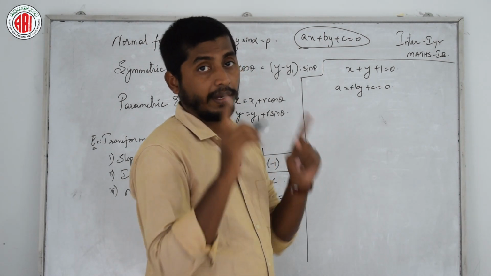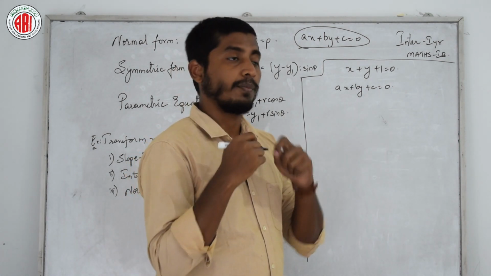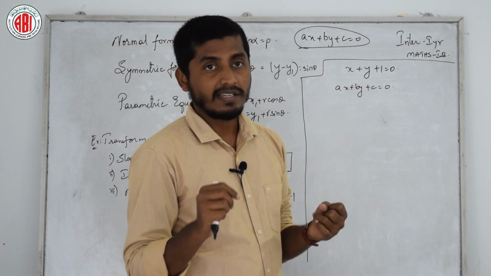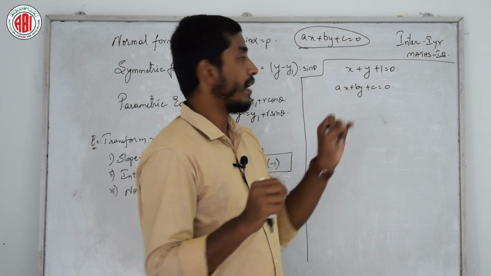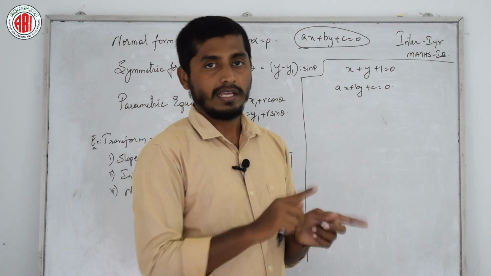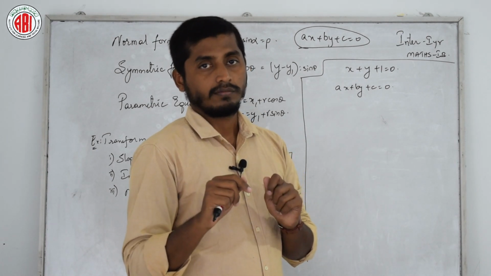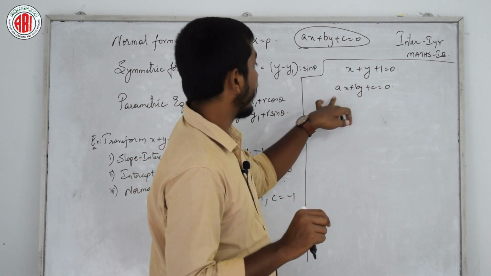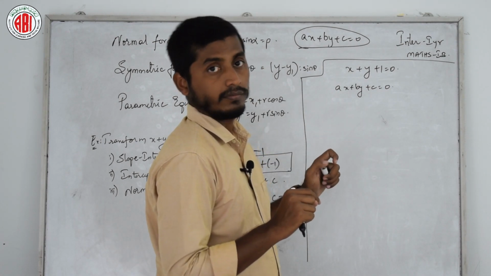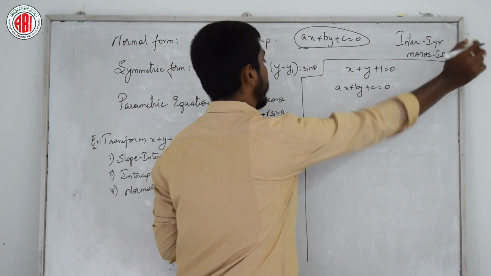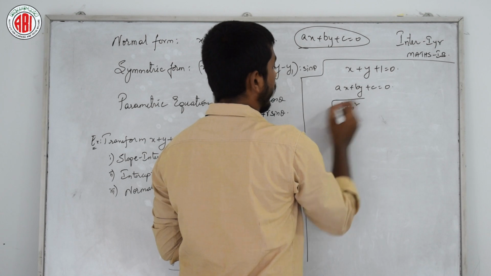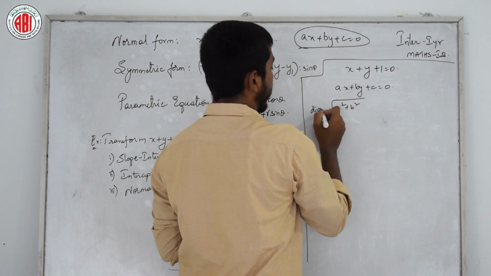Remember, the word normal itself has many meanings. It is the perpendicular. It is normalizing. Normalizing is, for example, if a, b, c are 3 terms, then the normalizing is a by under root a square plus b square plus c square. Here what are the variable terms? ax and by. What are the coefficients? a and b. Then we have to divide by under root a square plus b square on both sides.